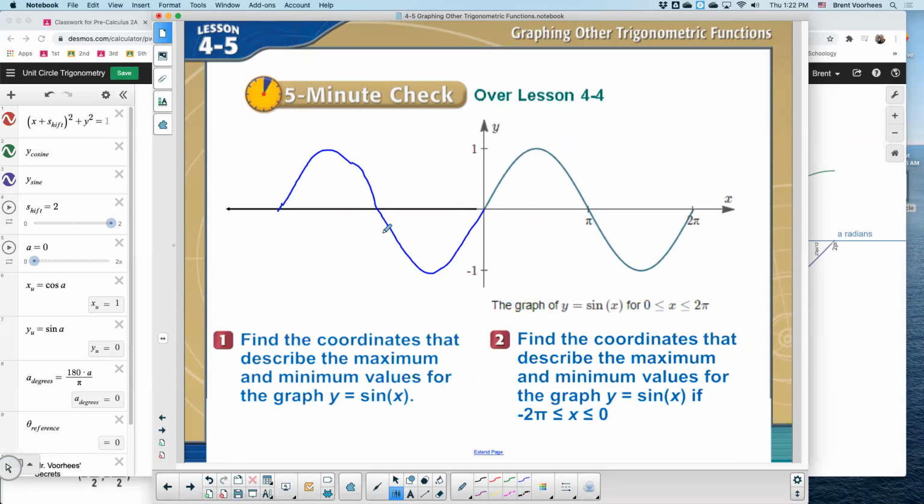So now I have the domain for the left side of this graph. And we want to find, again, the X and Y coordinates that would describe the maximum and the minimum. I'll remind you, we discovered that this was pi over 2 and that this point was 3 pi over 2. So if we were going to label our negative domain, the left side of the domain, if you will, what would this point be right there?